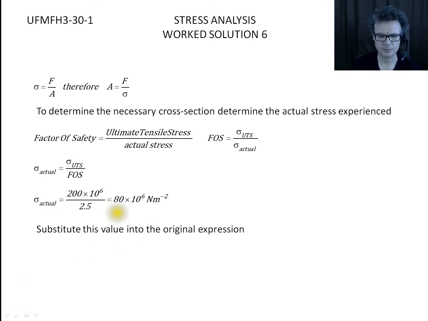So I've now got this value here, which I can now put in. And again, I'll remind you, this is the internal force. We would have found that from the method of joints or the method of sections. And now we've found the stress that we want to have in the beam. So put those two things together and we can find the area of the beam that we require.